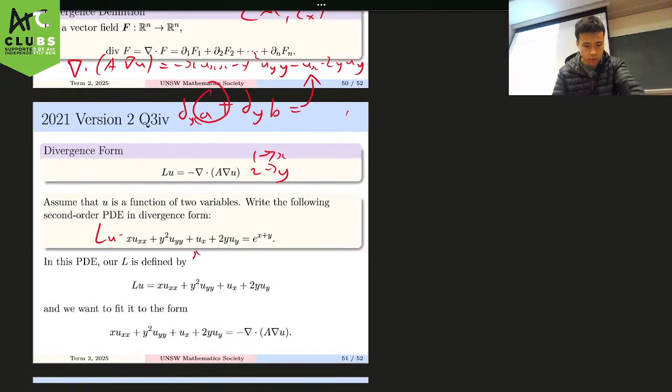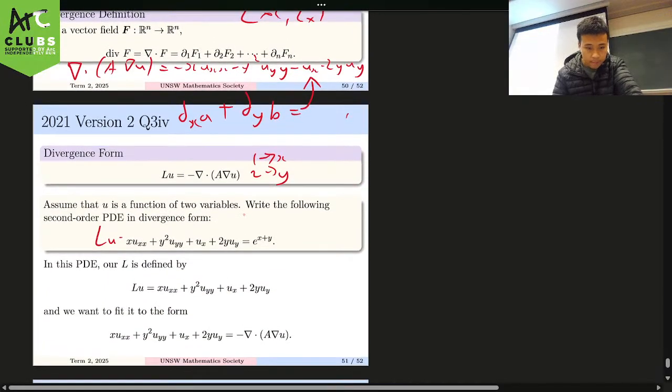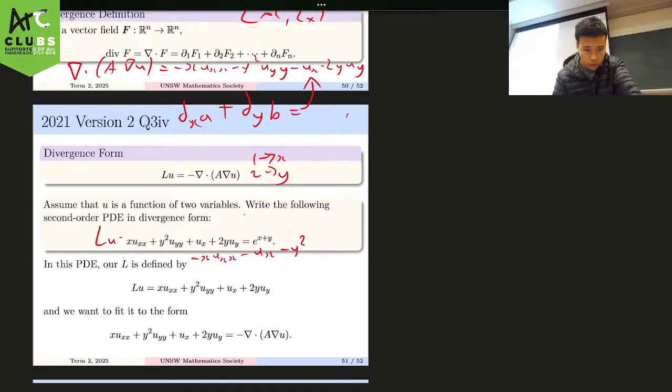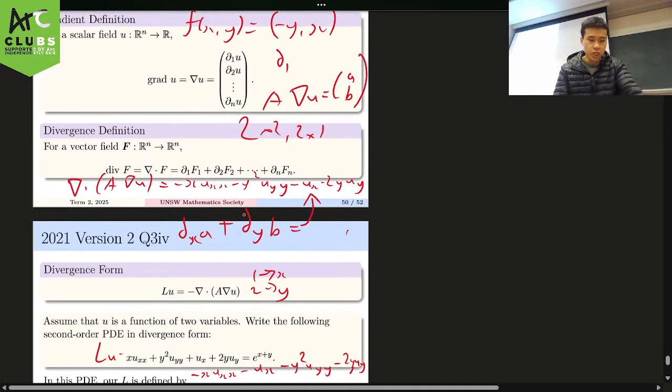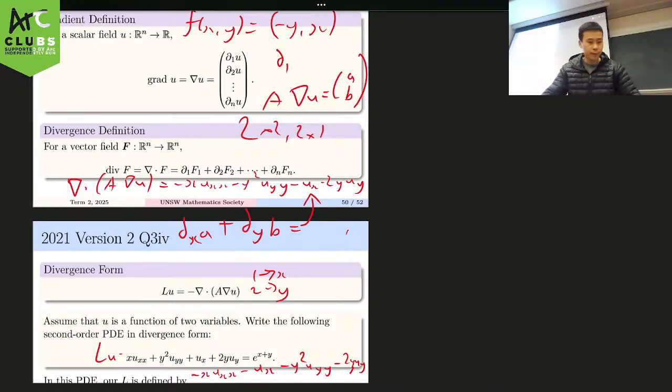Let's rearrange this into, okay, minus x u_xx minus u_x, and then minus y squared u_yy minus 2y u_y. Who cares about dx plus y? So actually what we're trying to look for is an expression where we need to find the partial with respect to x of some expression plus the same thing for y.